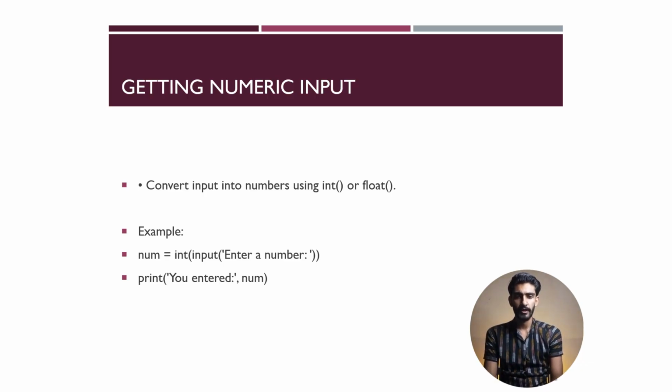Getting numeric input. When you need a numeric input, you must convert the string returned by the input function using the int or float function. Otherwise, Python will treat it as text. As you are seeing in this example, the input is taken as a string, then it's converted into the integer data type and then assigned to the num variable. Then the print function prints the num variable on the screen as you entered, comma num. It simply prints the number you entered as an integer number.